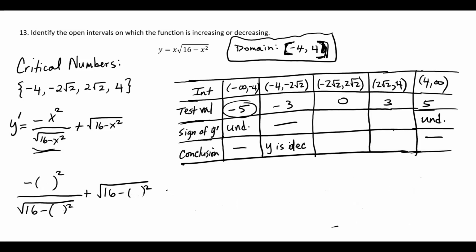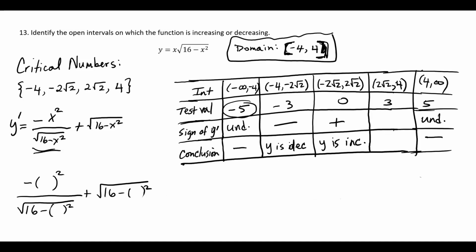Plugging 0 into our function, we get 0 squared over the square root of 16 minus 0 squared plus the square root of 16 minus 0 squared. I end up with 0 over the square root of 16 plus the square root of 16. Well, this is easy. The square root of 16 is 4. So I end up with 0 plus 4 gives me 4. I end up with a positive value. So I know that y is increasing.